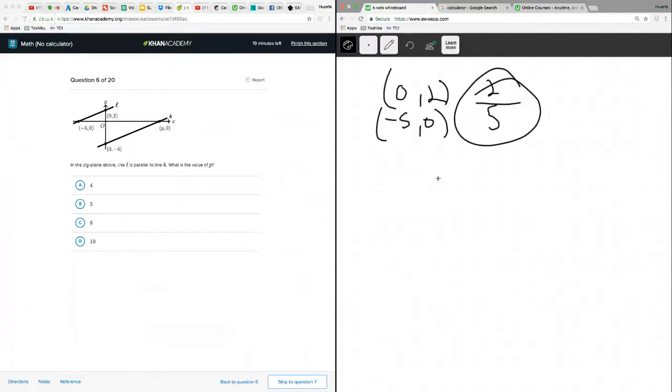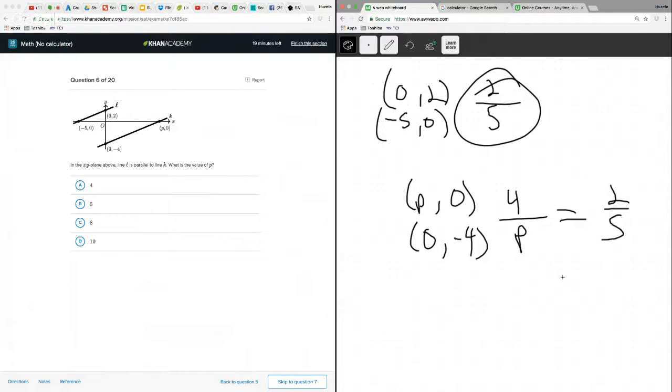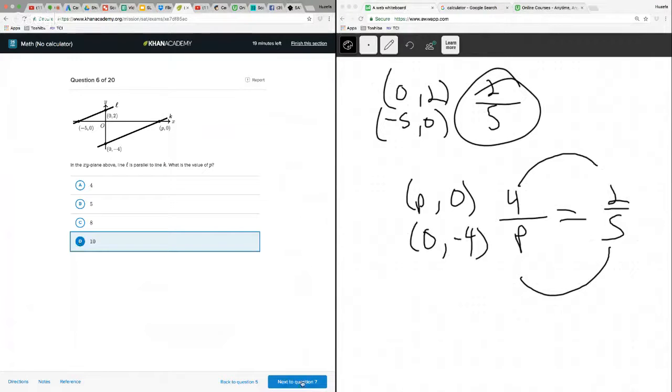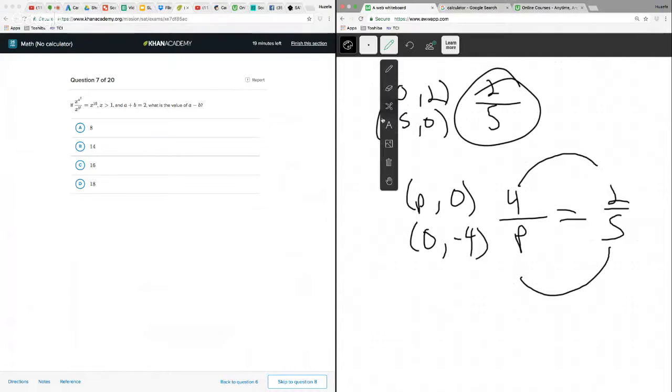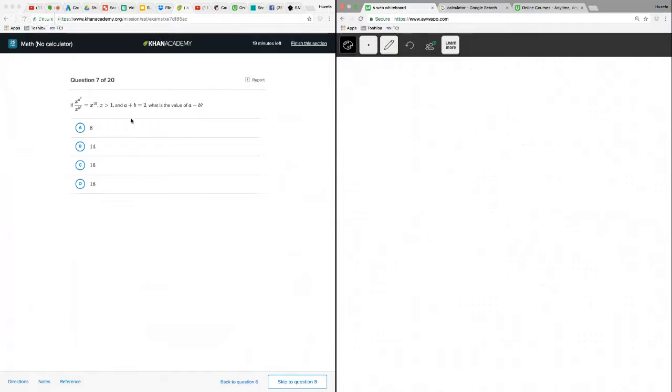So therefore, if we stack the other coordinates, p, 0 and 0, negative 4. If we subtract down like that, 0 minus negative 4 is 4. P minus 0 is p. This must equal 2/5. These slopes are the same. Well, look at this. Since this is 2 times that guy, this has to be 2 times that guy. P is 10. I know it was fast. Sorry, I'm trying to beat the clock and be fast with my explanations.